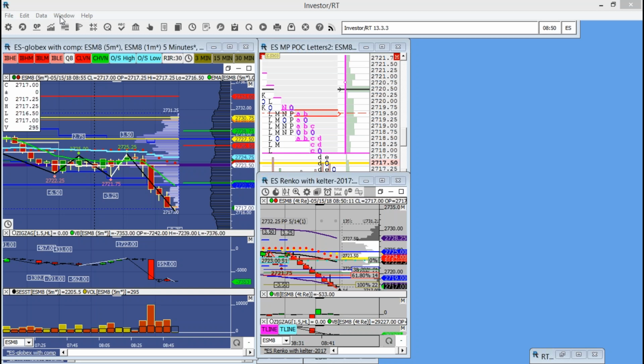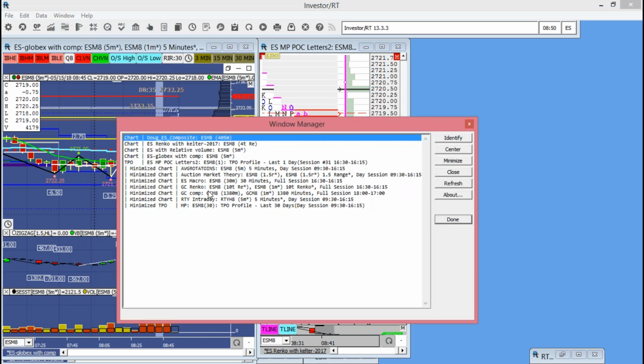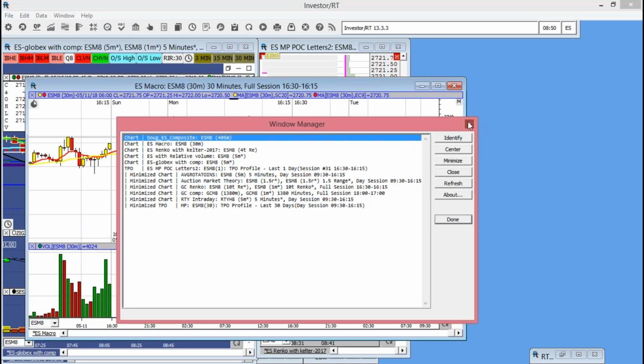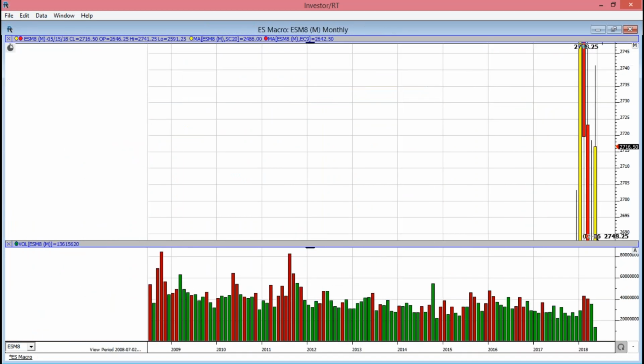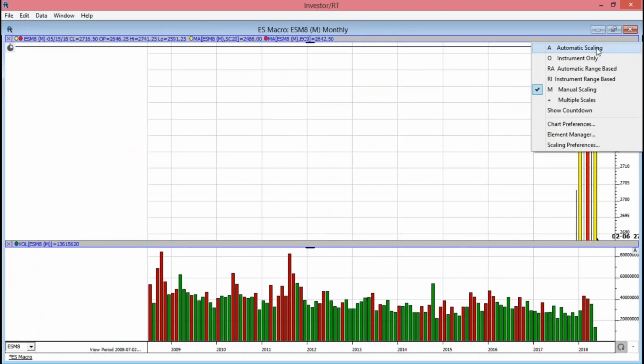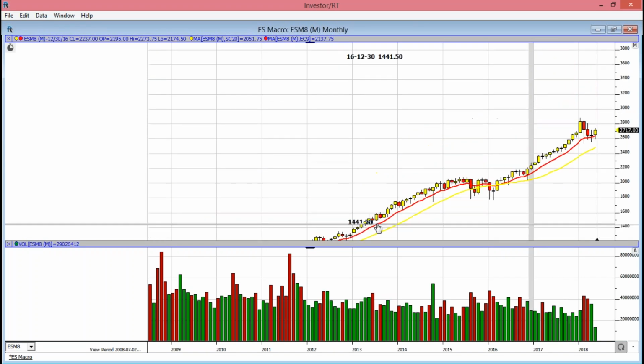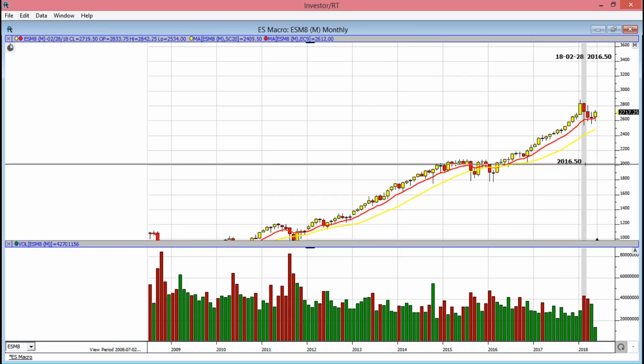So let's start with a basic thing I do every day, which is go to the macro. I use a simple candlestick chart. I start on a monthly. I use a 9 EMA and a 20 SMA. Why am I doing this?